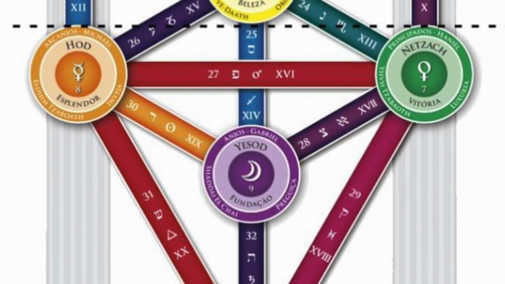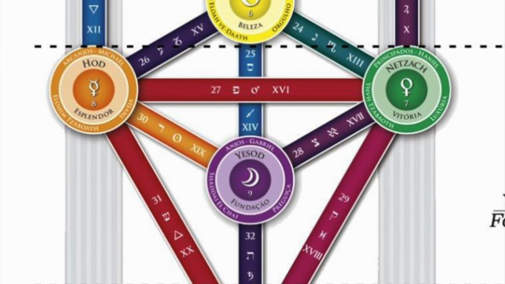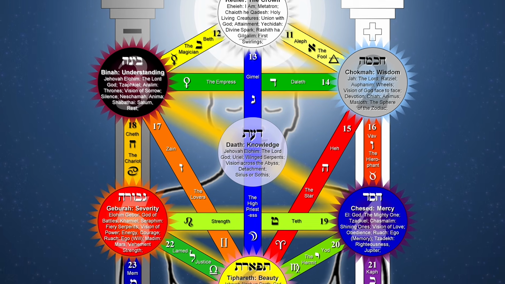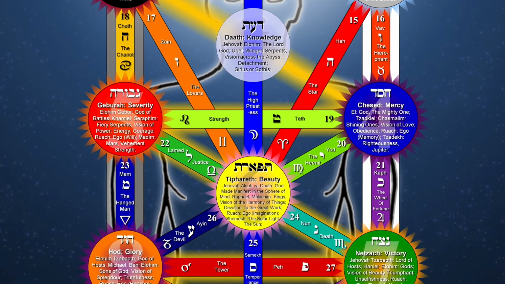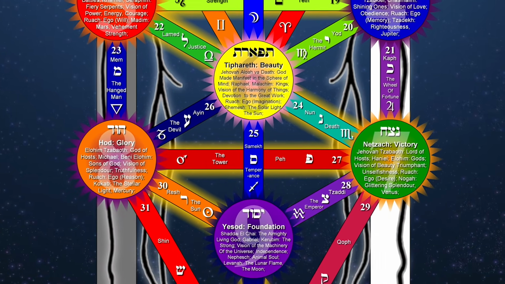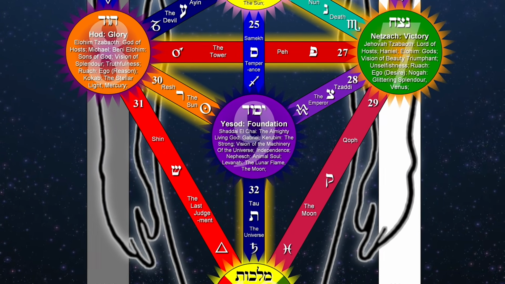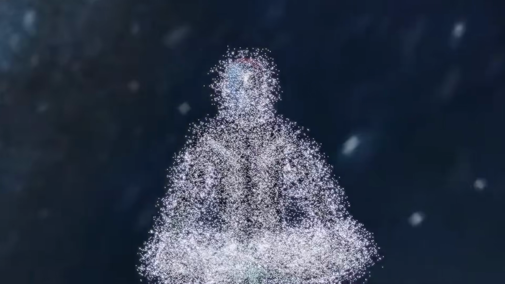The ninth sphere is Yesod, and this means foundation. This is the foundation of creation. When the tree of life is overlaid on the body, we see that this Sephira is located at the pelvis, and this is because this is the foundation on which physical life is created. It represents our astral and subconscious energies, which makes sense as this corresponds to the moon. This has to do with our psychic awareness and our intuition.